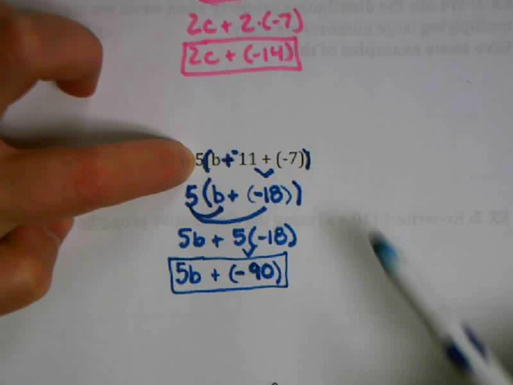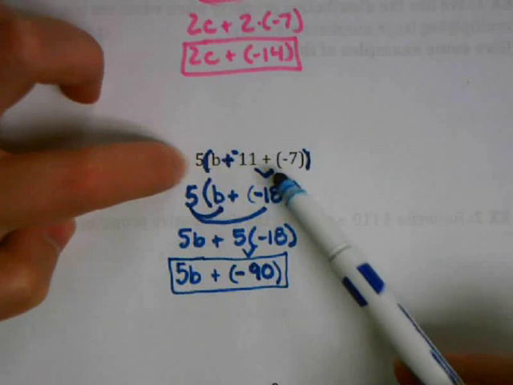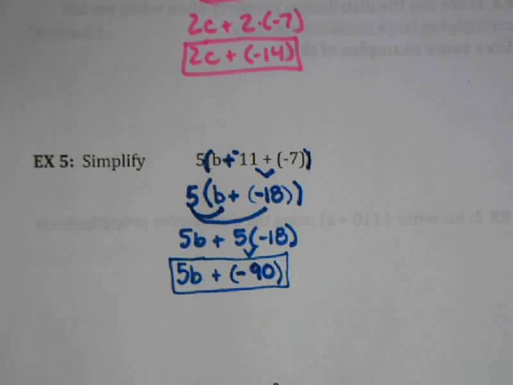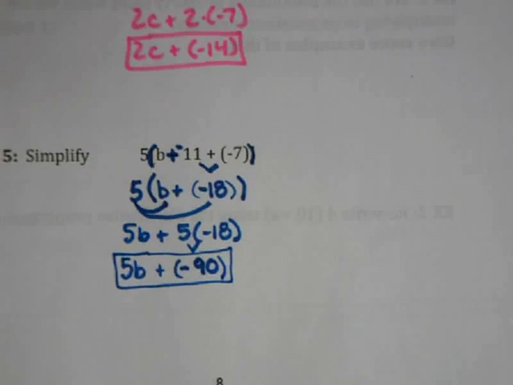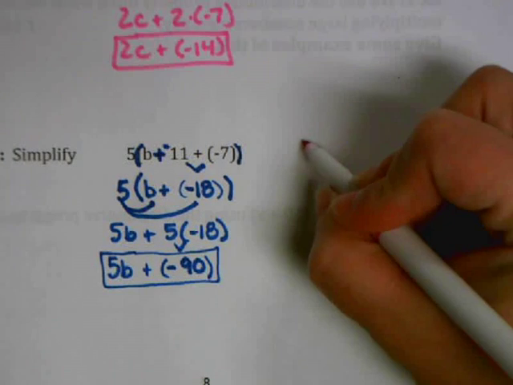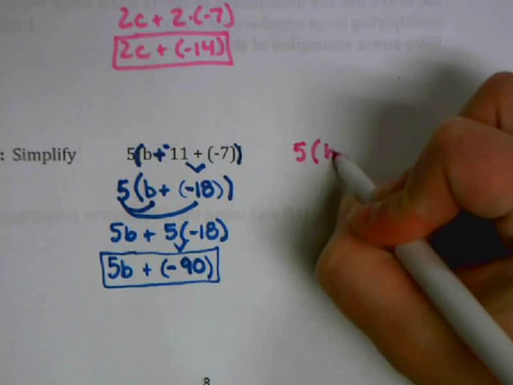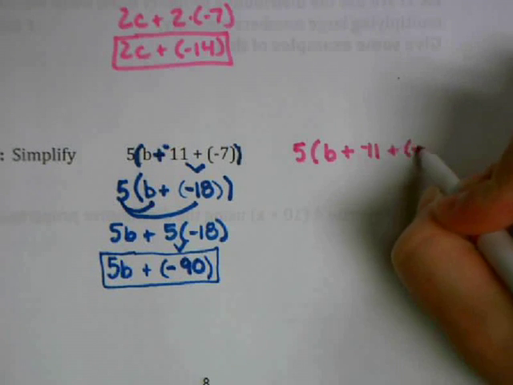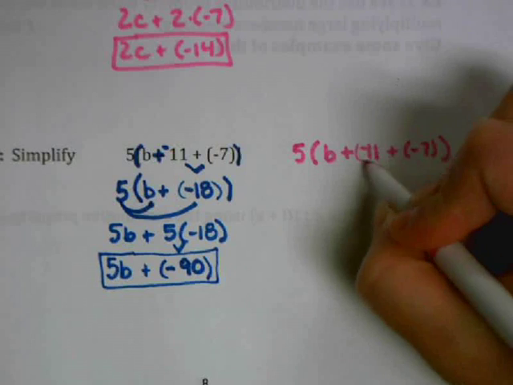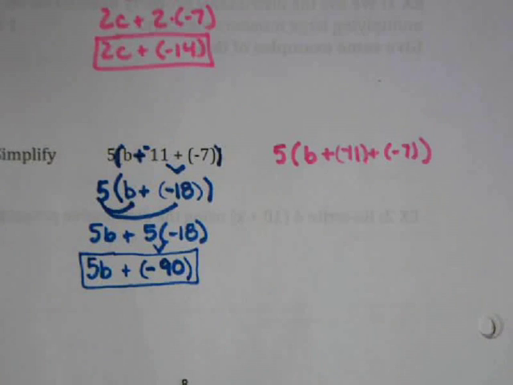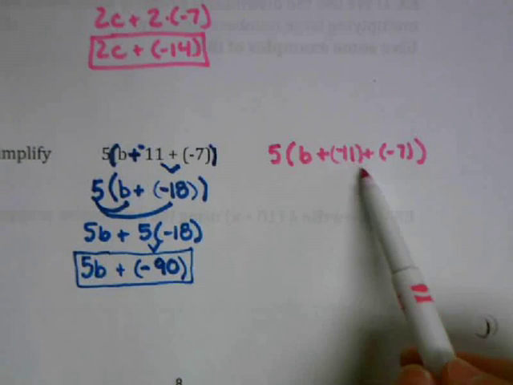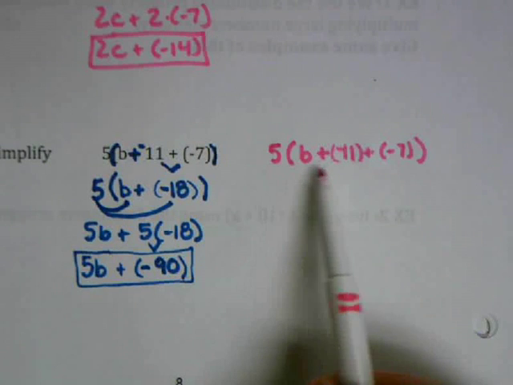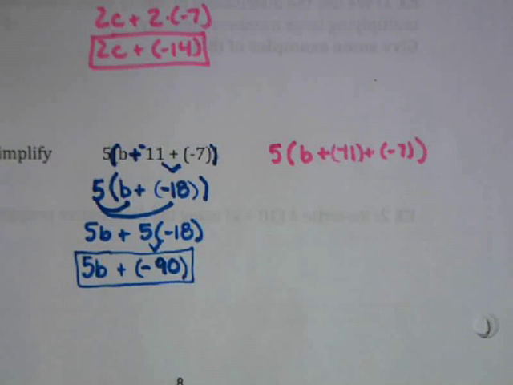Now, I want to show you something else. If you didn't catch right away that you could add these 2 constants, you actually could just still do the distributive property. I'm going to rewrite this off to the side. Can you take a minute and just rewrite this? 5 parentheses b plus negative 11 plus negative 7. And if we didn't see that we could actually add the negative 11 and negative 7, the distributive property will work even if there's more than 2 things inside the parentheses.